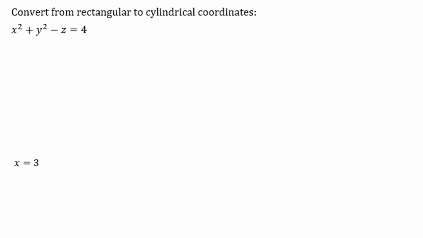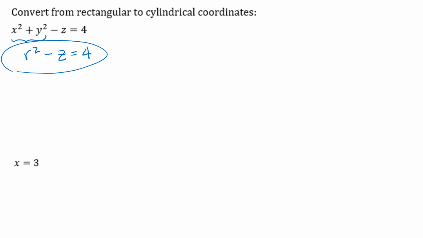All right, so for these two examples, we're going to take these equations of surfaces that are in rectangular coordinates and convert them to cylindrical coordinates. So in essence, you're just doing the same conversion formulas that you use to convert between rectangular and polar. So you would notice that you have x squared plus y squared, so you could rewrite that as r squared minus z equals 4. So that's it. That's just converting that to cylindrical coordinates.